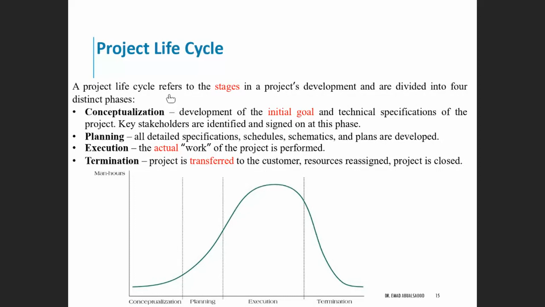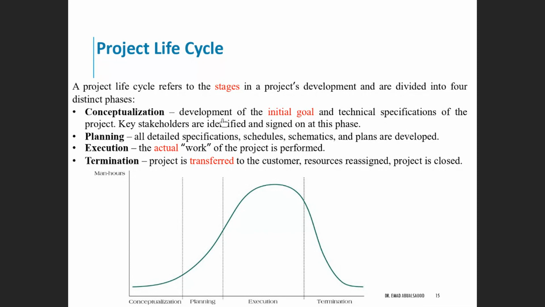Project life cycle refers to the stages in project development and is divided into four distinct phases. The project life cycle, similar to what we were talking about earlier with systems development, here is about the project. The project life cycle starts with conceptualization, then planning, then execution, and the last is termination.